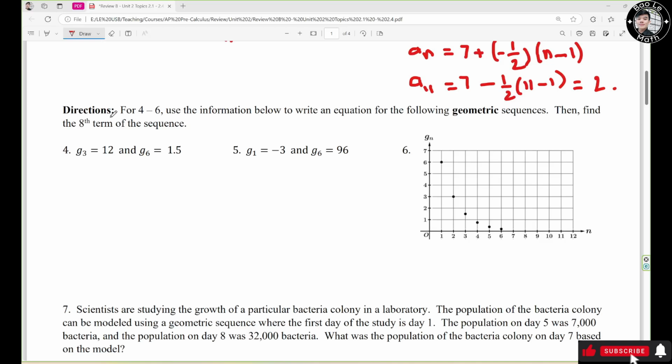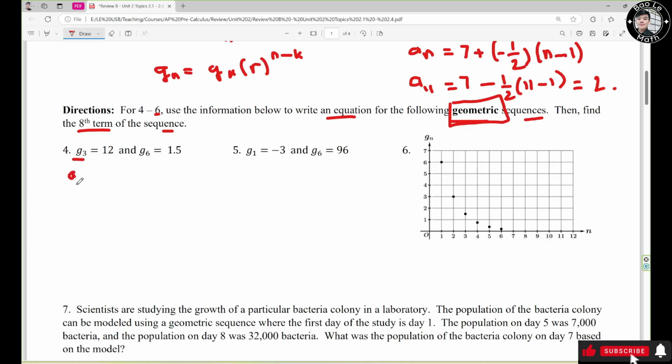Now let's move on to the next one. For question 4 to set, use the information below to write an equation for the following geometric sequence. Then find the requested term of the sequence. Alright. Now this is the geometric sequence. So we know that the formula is g sub n equals g sub k times the common ratio raised to the n minus k. So you can use g sub 3 as g sub k, and the other given term as g sub n.